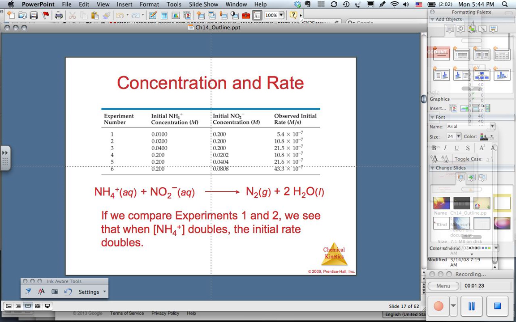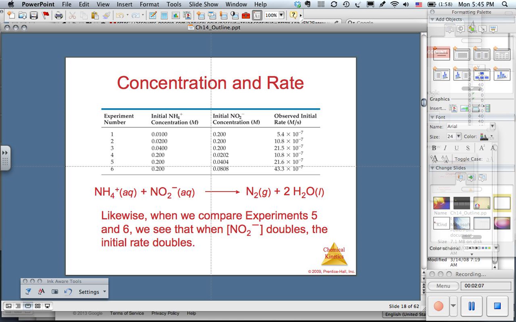Okay, good to know. But then looking at another component, let's say we take experiment 4 and 5. In experiment 4 and 5, the ammonium ion concentration is kept constant, but the nitrite is doubled, and so therefore you look at the rate, and you notice how the rate doubles as well. So what that means is that each one of those components is what is called a first order type of rate. And so we have all these different concentrations.